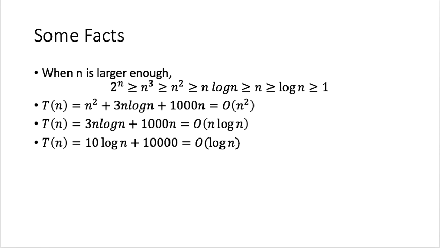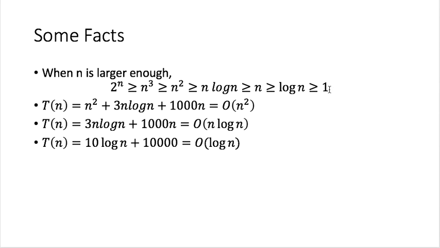Now let's see some other facts. When n is large enough, we always have these inequalities. 2 to the n power is always greater than or equal to n to any power, like n to the 10th power, n to the 3rd power. n to the 3rd power is, of course, greater than or equal to n squared. n squared is greater than or equal to n times log n. n times log n is greater than n, n is greater than or equal to log n, and log n is greater than or equal to some constant.